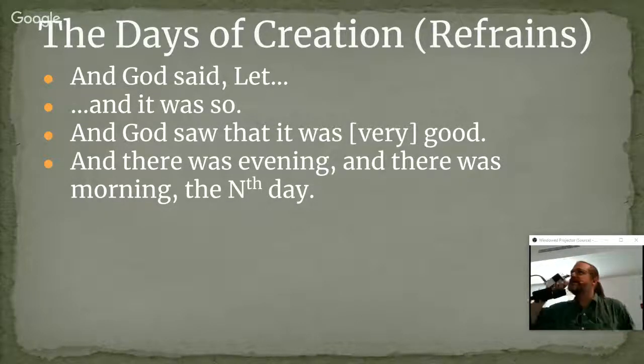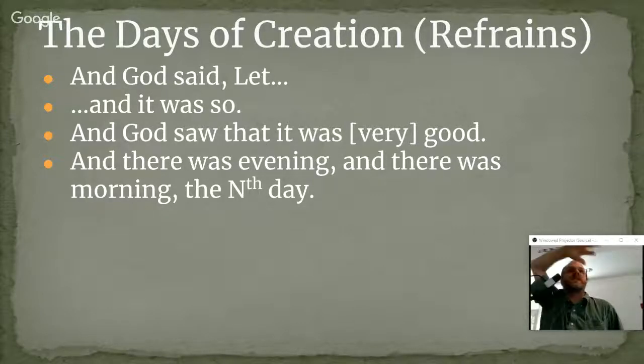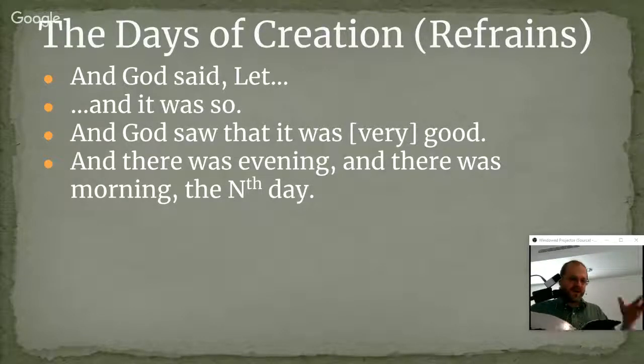Expanse has the connotation of hammered out and stretched out pieces of metal that have been kind of pounded into a solid thing. What we're creating here is a division between the waters above and the waters below, something to hold up the waters above so they don't crash down on us. Let there be an expanse between the waters to separate the water from water. So God made the expanse and separated the waters under the expanse from the waters over it, and it was so. And God called the expanse sky, and there was evening and there was morning the second day.